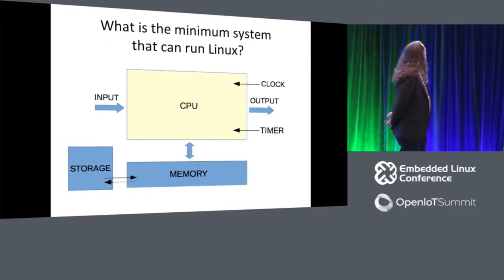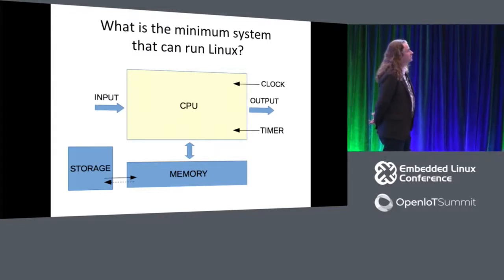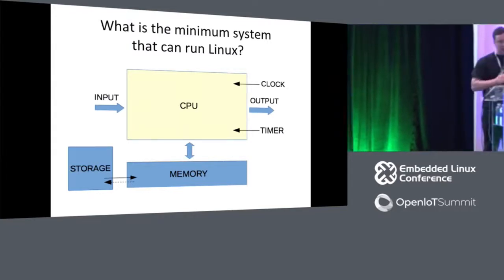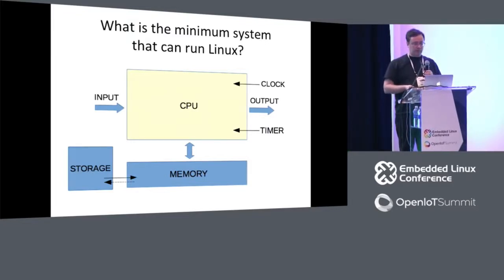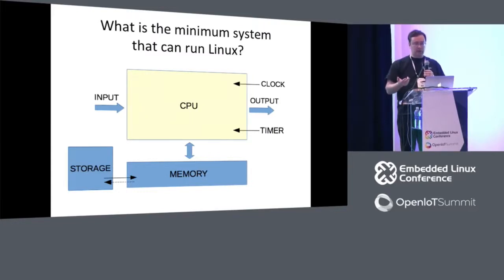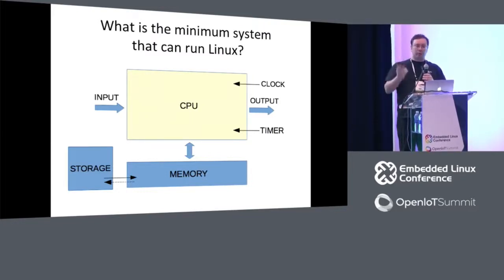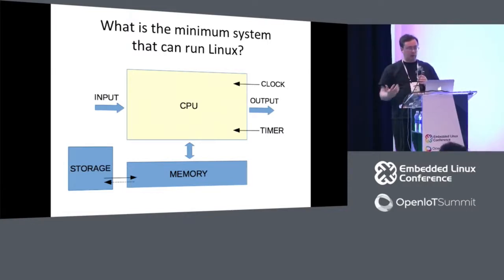The first question is, we want this to run Linux. What is the minimum system that can run Linux? You need a processor, some sort of I/O device, a clock to drive the scheduler, or a programmable timer to drive the scheduler, some memory for your program to live in, and some storage to load your program from.